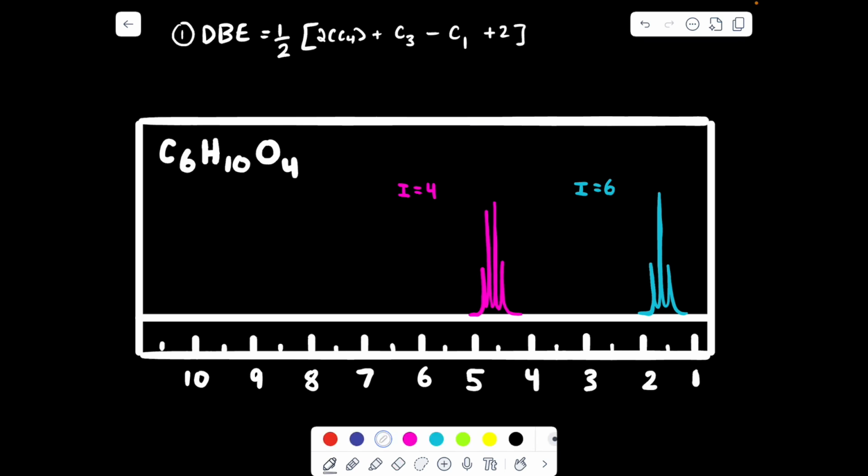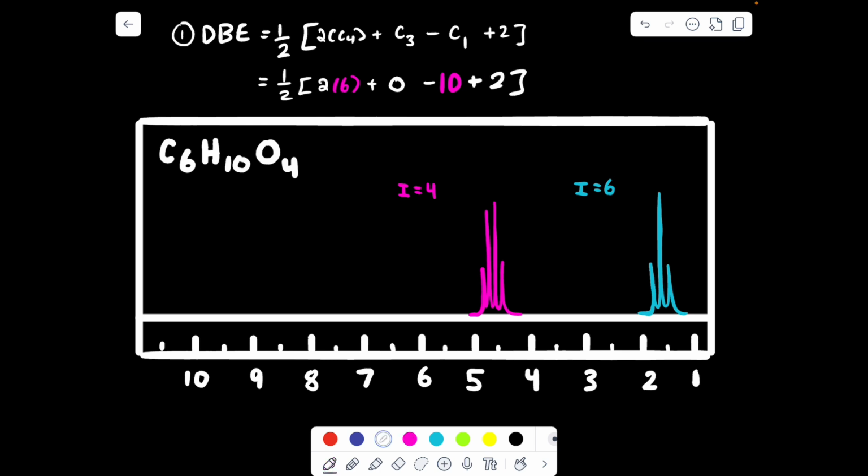So if we had to do this for the molecular formula we were given, it would be 1/2 times 2 times how many carbons? Well, there's 6 carbons, so 2 times 6. And then plus how many nitrogens? There's no nitrogens, so 0. Minus the number of 1 bonders, so there's no halogens, there's only hydrogens, and there's 10 of them. So minus 10. And then plus 2.